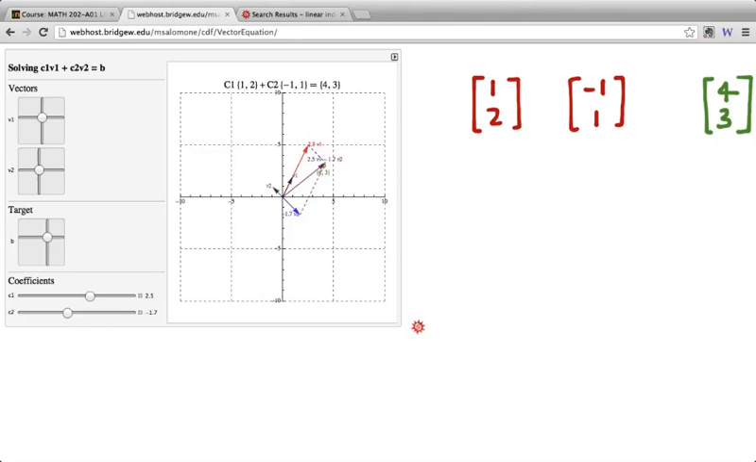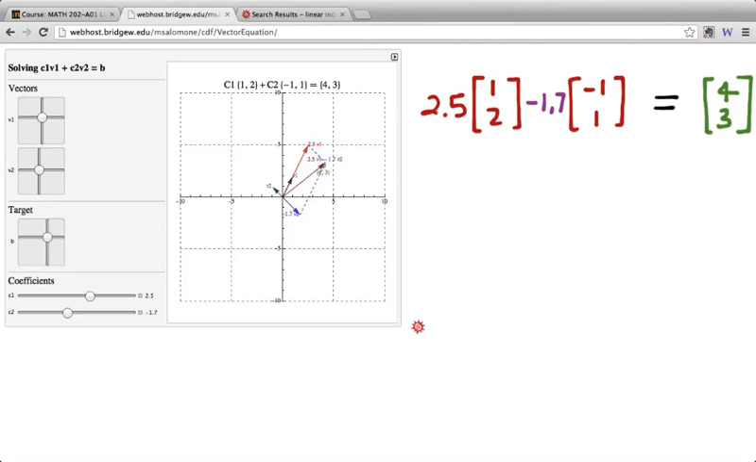At least according to what we're looking at here on this diagram, it looks like 2.5 times (1, 2) minus 1.7 times (-1, 1) is approximately equal to (4, 3), just to cover our bases. But let's just assume that we've hit that exactly.